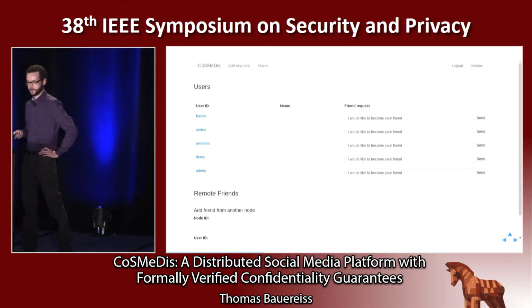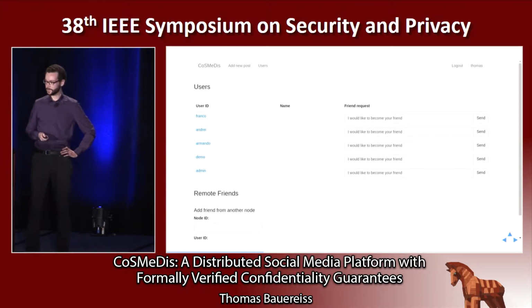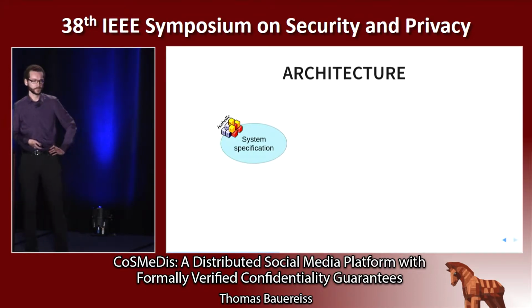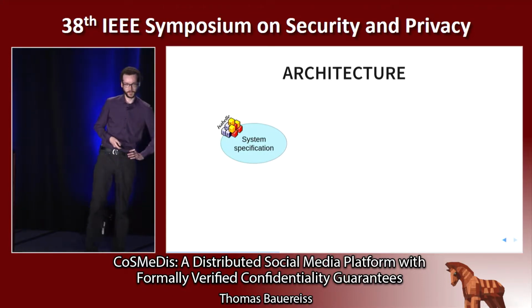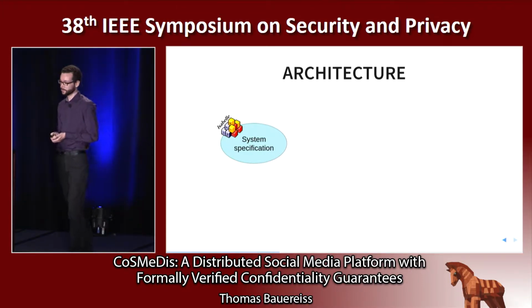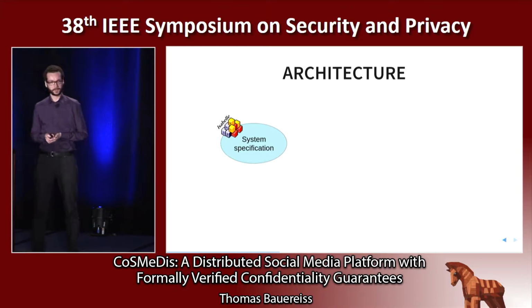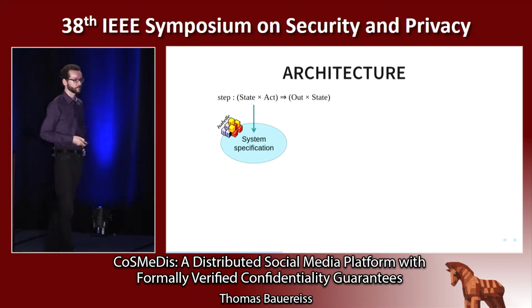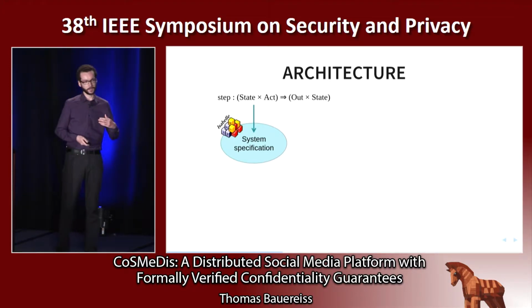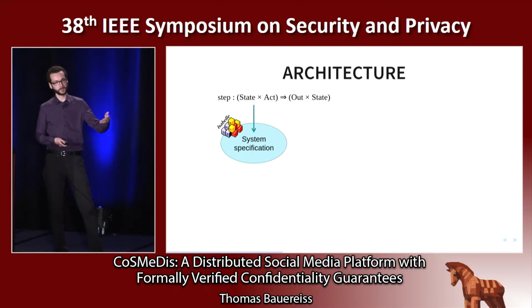So this is what the system looks like from a user perspective. Let's look at the architecture. So we have started by specifying the functionality of the system in the interactive theorem prover, Isabelle. We use Isabelle's built-in functional programming language and essentially specified the step function of an automaton. So the actions here are the user actions, for example, create a new post or add a friend. And then the step function gives the output that is then displayed to the user.